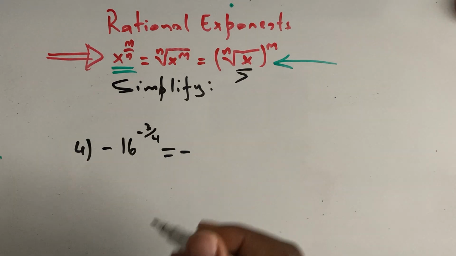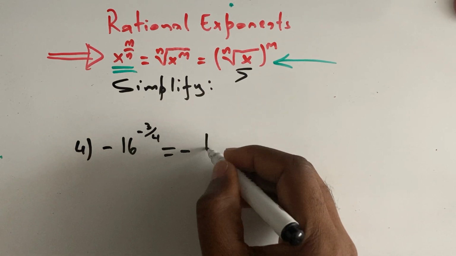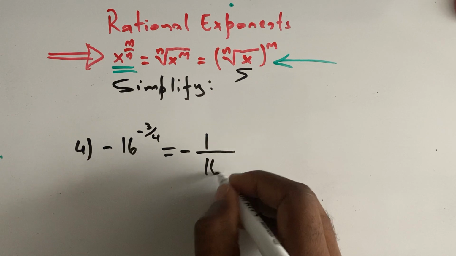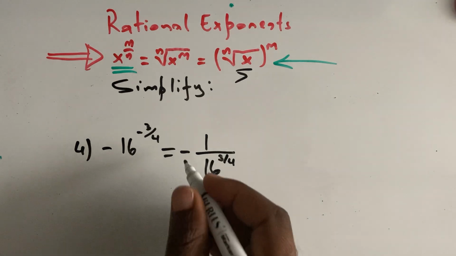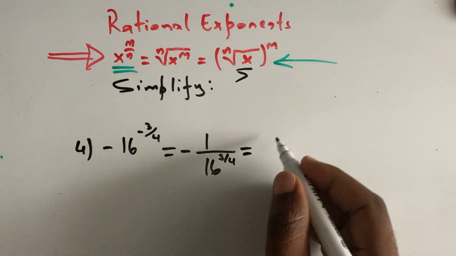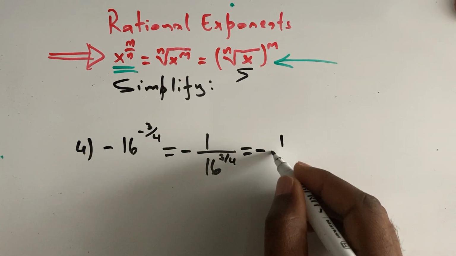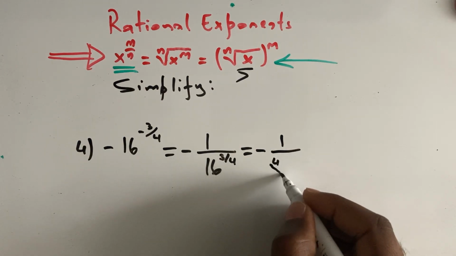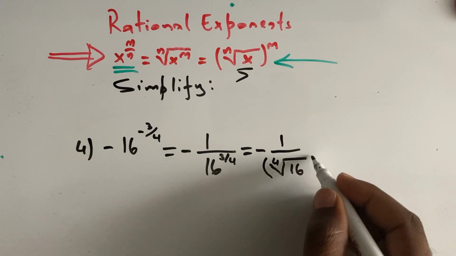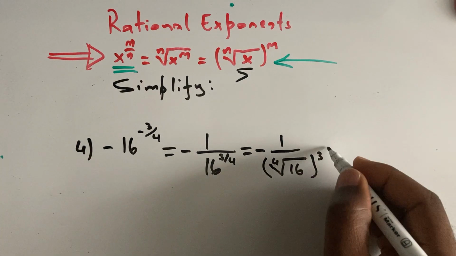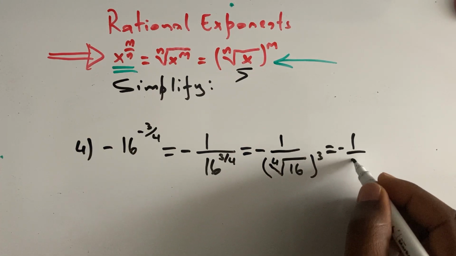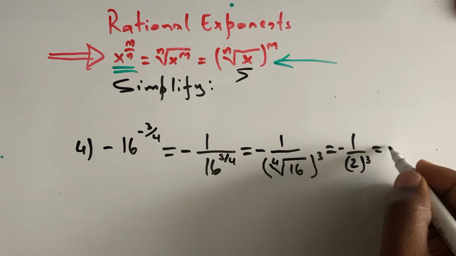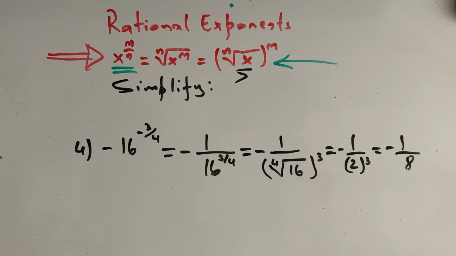So that's why what you have here, like I said previously, you can just put 1 over 16 to the 3/4, okay? The negative sign is still there. Be careful. Now I'm keeping my negative sign, and I'll have again 1 over the fourth root, the base 16 raised to the power of 3, okay? Again, my negative sign is outside. This will be the fourth root of 16, 1 over 2 cubed, which is negative 1 over 8, because 2 times 2 times 2 is 8. So negative 1 over 8, okay?